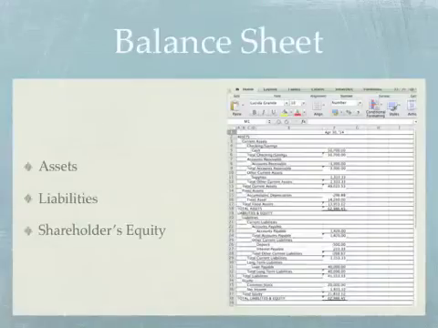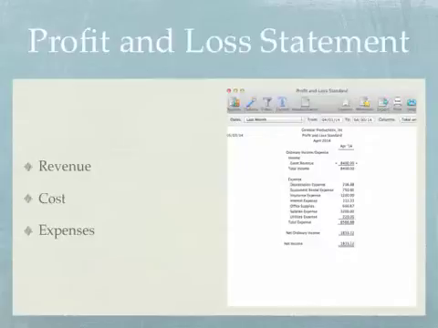This is the balance sheet for the company. It shows assets, liabilities, and shareholders' equity. And this is the profit and loss statement. This is where you find revenue, cost, and expenses for the month of April. And it shows that our total net income was $1,833.12.